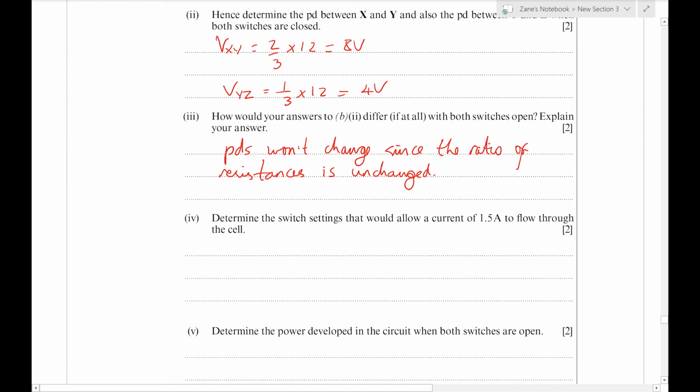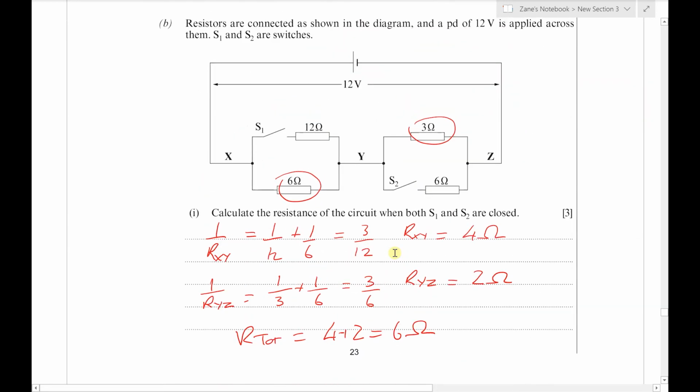For the next part of the question, we're asked to determine the switch settings that would allow a current of 1.5 amps to flow through the cell. So let's work out what resistance we would need for that to happen. So still a 12 volt supply with a current of 1.5 amps. That means we need a total of 8 ohms. If we go back to the original circuit, the way that we're going to get that is to leave S1 open so that between X and Y we've got 6 ohms, and close the switch between Y and Z so that we get the 2 ohms there.